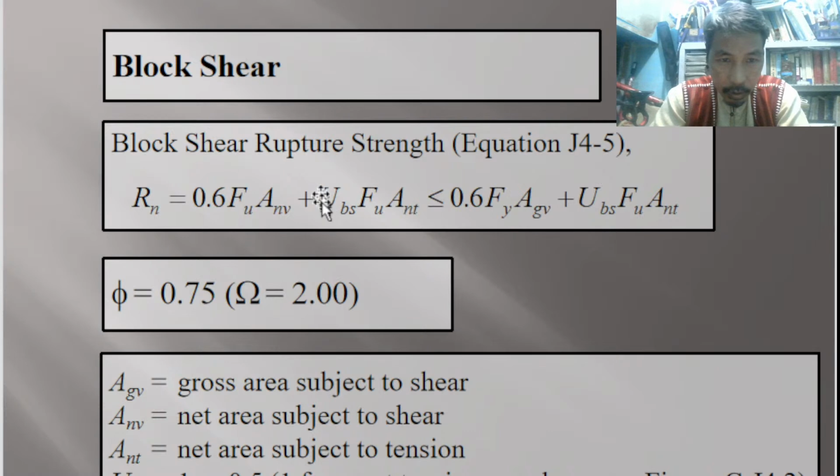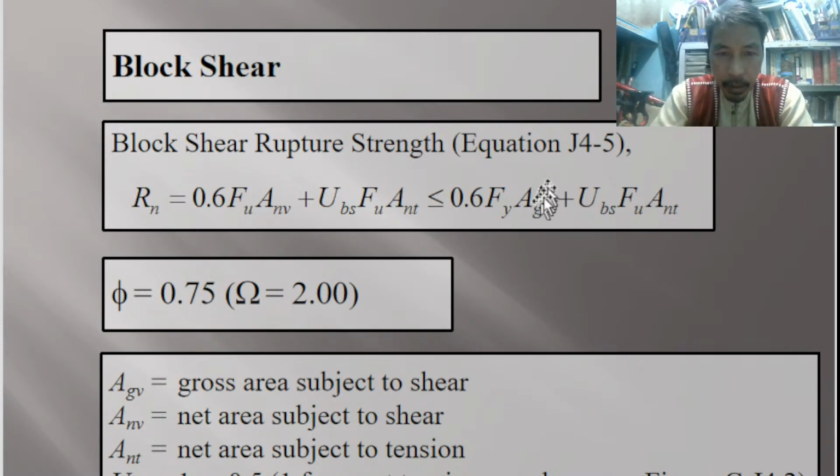As you can see, you have the value for U, which is here Ubs. It is equal to 1 or 0.5, 1 for most tension members. What about Ant? This is the net area subject to tension. What about Anv? Anv is the net area subject to shear. So it is a combination of shear and tension.